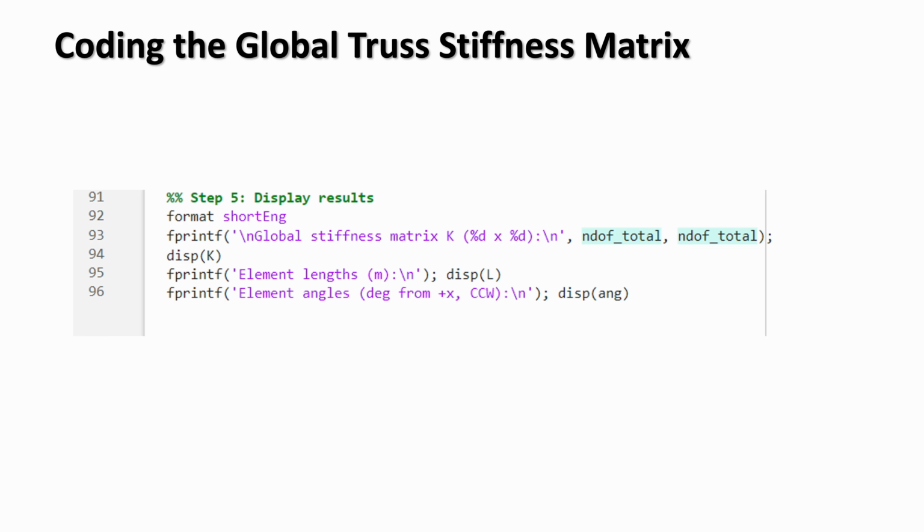After that, we can print the element lengths. These were calculated earlier from the node coordinates, and we can check the numbers to see that they match what we expect from the geometry, like 3, 4, and 5 meters in our case. And finally, we can display the element angles measured in degrees from the positive x-axis in a counterclockwise direction. These should correspond to the orientation of each element in the figure. For example, the horizontal element along the bottom has an angle of 0, the vertical one has an angle of 90 degrees. This output provides a clear check that the geometry and the stiffness matrices have been set up correctly before moving on to solving displacements and forces.